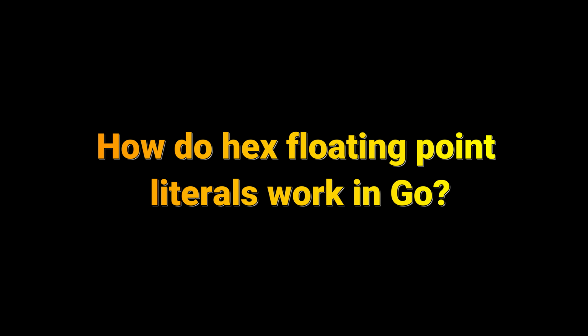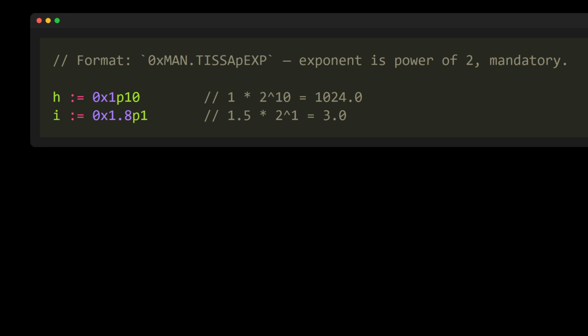Question: how do hex floating point literals work in Go? In Go, you can write floating point numbers in hexadecimal form using the format 0x mantissa p exponent. The exponent is required and it represents a power of 2, not a power of 10. For example, 0x1p10 means 1 times 2 to the power of 10, which is 1024.0. Another example is 0x1.8p1, which means 1.5 times 2 to the power of 1, and the result is 3.0.